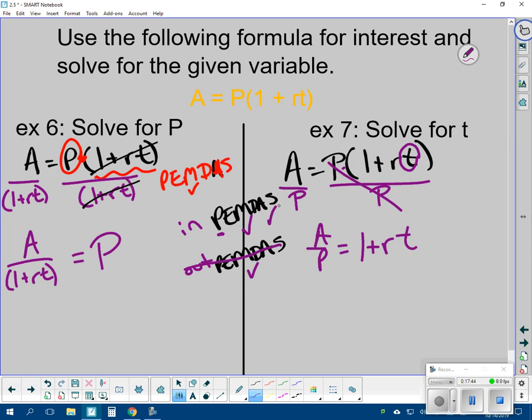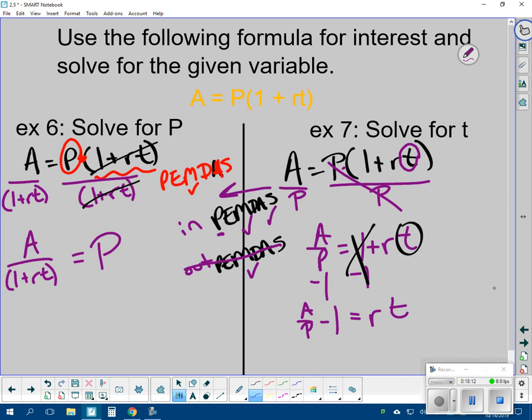Now up here, what's the next thing to undo? A lot of students would look at this and they'll be like, I don't know what to do next. Write out your PEMDAS. Mark what's happening to the variable you're solving for, and then work it backwards. Undo subtraction, or I'm sorry, addition by doing subtraction. So how do I get rid of 1? I subtract 1. A over p minus 1 equals RT, because those have canceled.